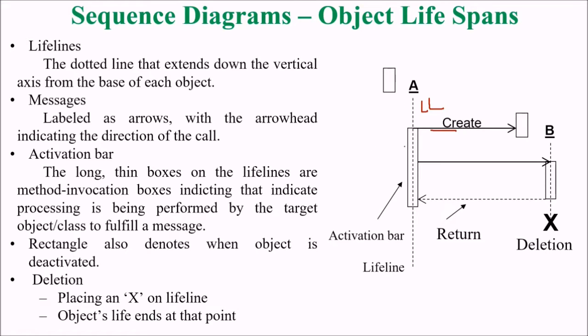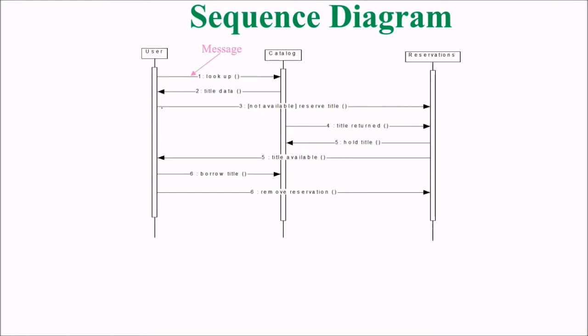Activation bar, what do we mean by activation bar? This activation bar is a long thin box on the lifeline. These are method invocation boxes indicating that processing is being performed by the target object class to fulfill a message. This is a kind of activation bar to perform a certain action. The rectangle also denotes when the object is deactivated. Deletion: placing an X on the lifeline means the object's life ends at this point. This is object lifespans in the sequence diagram.